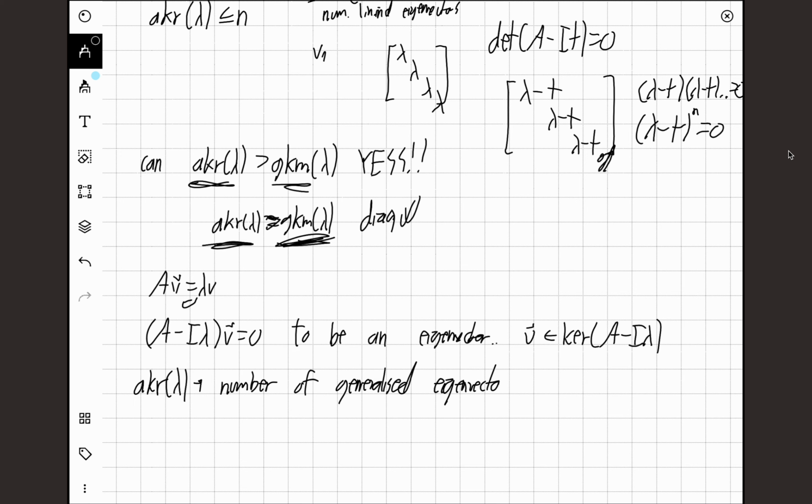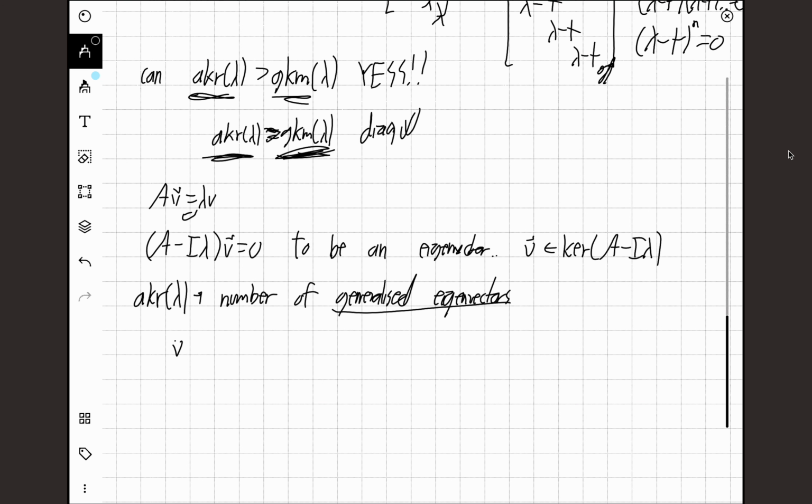So what is a generalized eigenvector? Oh my goodness. Well, this is a new term which some people don't even know. A generalized eigenvector is a vector which is inside of the kernel of A minus I lambda to the power of some value k. Oh my goodness, that is crazy.